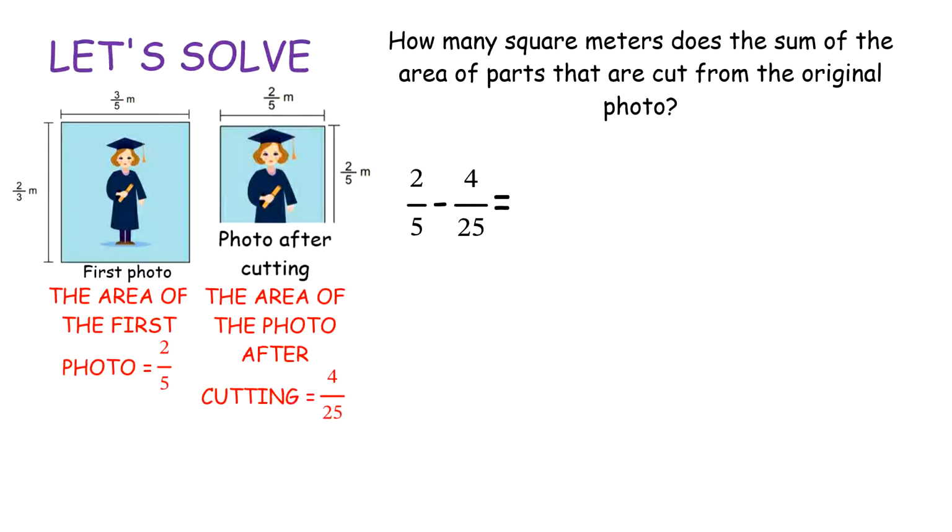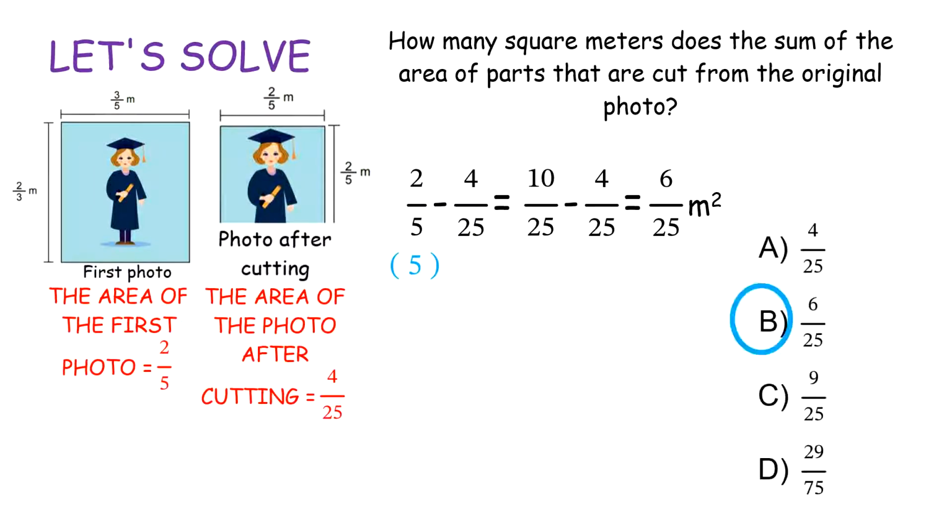We are seeing that the denominators are not equal to each other. So we should expand 2/5 with 5 and write the operation again. Now everything is okay. We can do simple subtraction. 10/25 minus 4/25 will be 6/25 square meter. The answer is B.